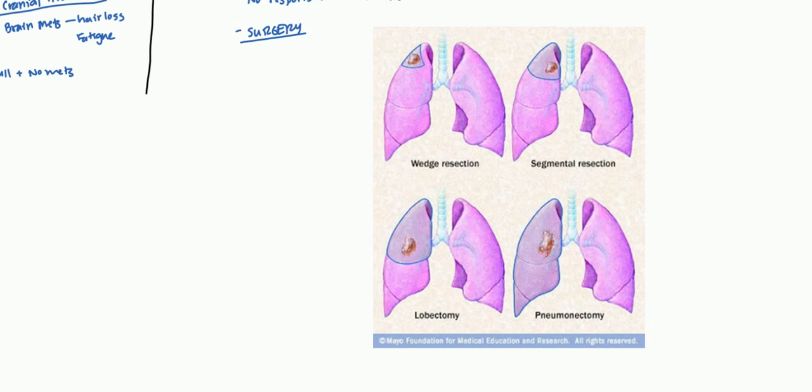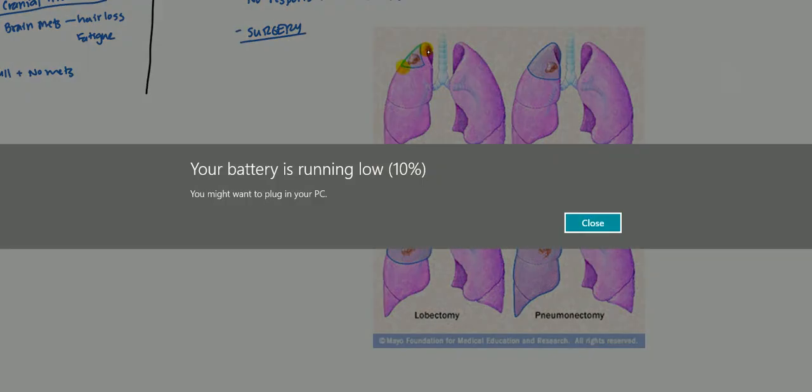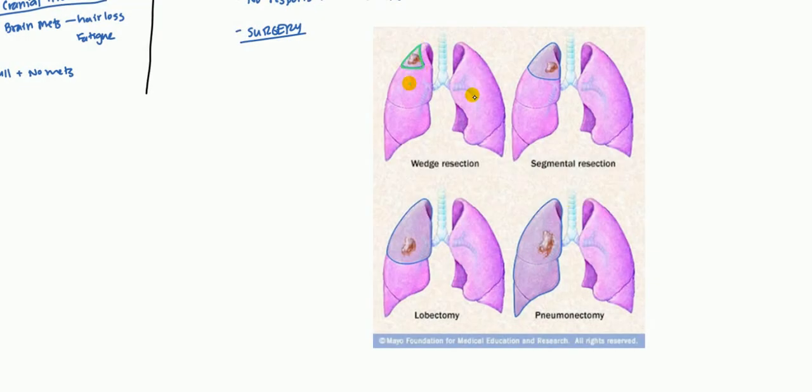So if you have a tumor which is peripheral out here, okay, my battery's dying. If you have a tumor that's out there, what you can do is a wedge resection. So you can just take out a small part. However, if it's lower, you might want to do a segmental resection. If it's more central, you'd want to do something called a lobectomy, where you take out the entire lobe. And if it's kind of in the bronchus, then you have to take out the whole lung. That's called a pneumonectomy, when you take out the entire lung.